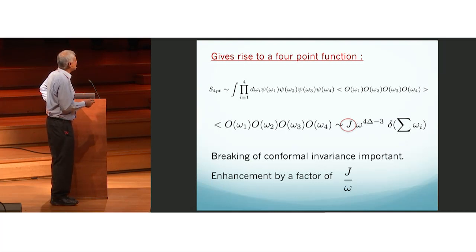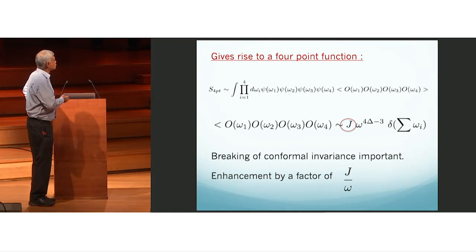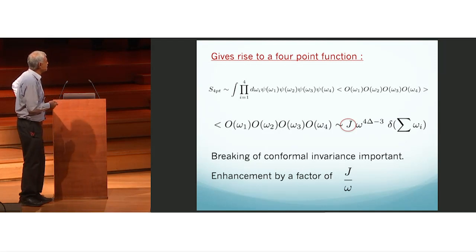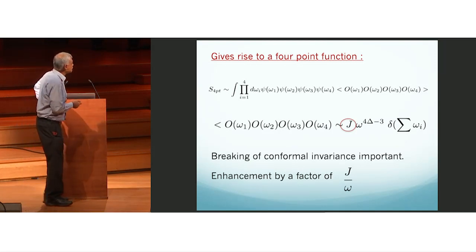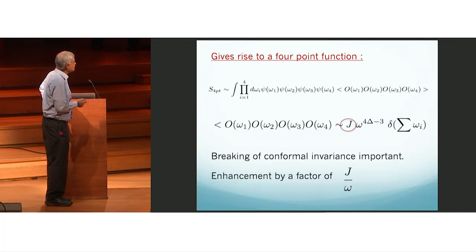You can write, expand it out like this. This is four powers of the scalar, which can be thought of as a source in the one-dimensional boundary theory. And this is a coefficient function, which can be thought of as a correlation function. Then that correlation function goes like one power now of the breaking scale in the numerator and suitable powers of omega to make up the dimensions.